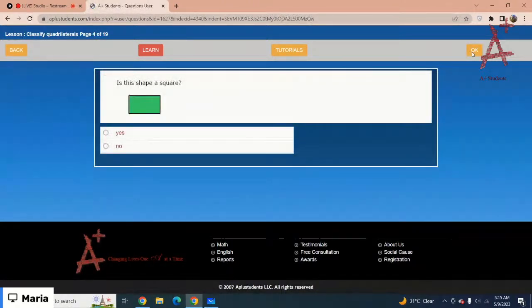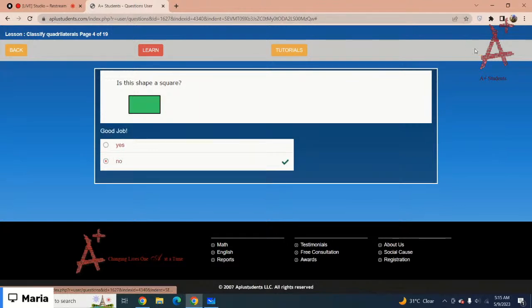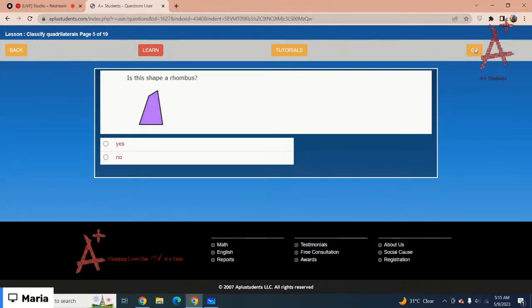Is this shape a square? No, this isn't a square. A square has all four sides equal in length, so this wouldn't be a square. Although it has all right angles, it isn't a square. Is this shape a rhombus? No, this is not a rhombus.